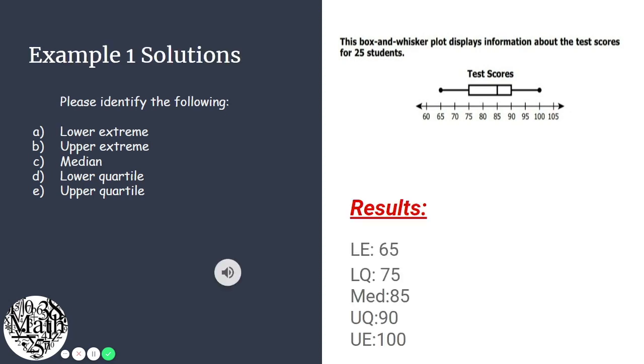Hi, let's get started on going through the examples for day 3, still dealing with box plots. For today's objective, you are actually going to be interpreting box plots and analyzing the data. So for example number 1, you were given a display of information about test scores for 25 students. You were asked to identify the lower extreme, upper extreme, median, lower quartile, and upper quartile for this set of data. In doing so, your lower extreme was identified as 65, your lower quartile was identified as 75, your median is 85, your upper quartile is 90, and your upper extreme should have been 100.